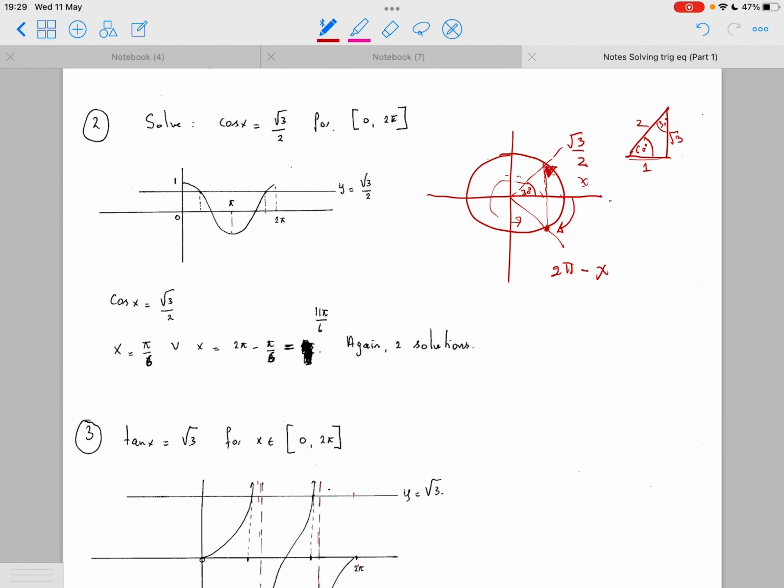So question 2 is solving cosine x equals square root 3 over 2. In this case, we start from drawing the cosine curve, or you can do the unit circle or do both, but this unit circle you need to have.